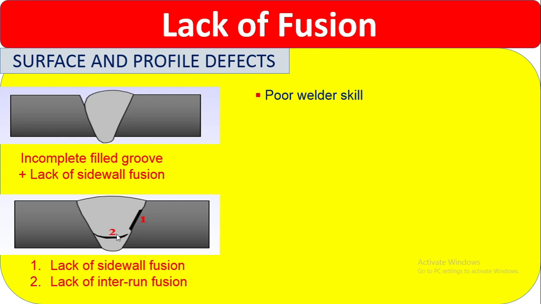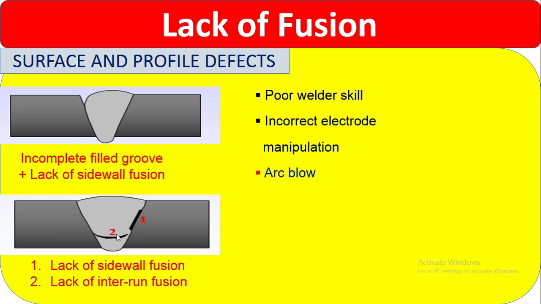First is poor welder skill. Definitely for any defect, the first things are poor welder skill, and maybe your machine is not calibrated. This is a very important thing. First, your welder should be an approved welder, and your machine should be calibrated. Second is incorrect electrode manipulation. If your electrode manipulation is not correct, there are two types, stringer and weaving, of how the electrode goes in your bead. That electrode manipulation is not correct.